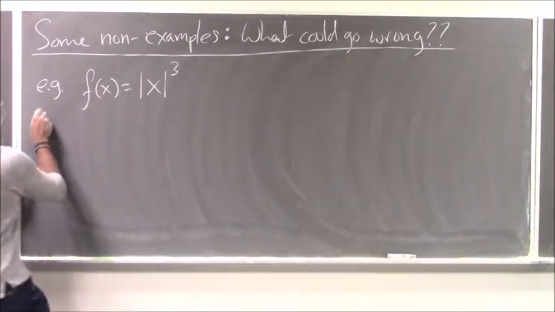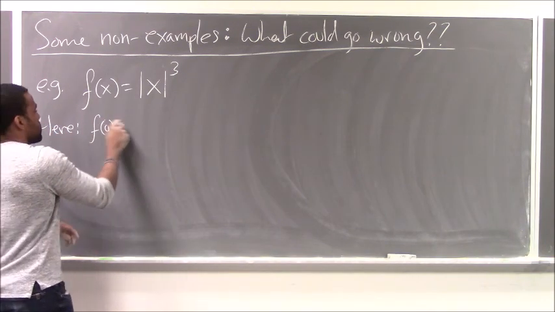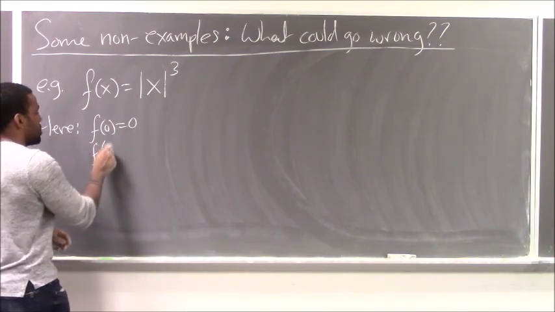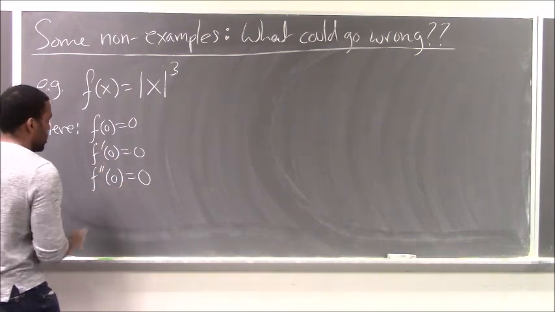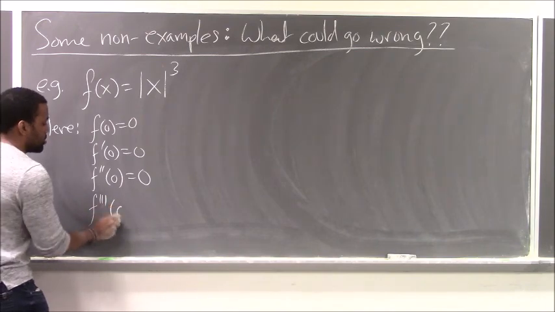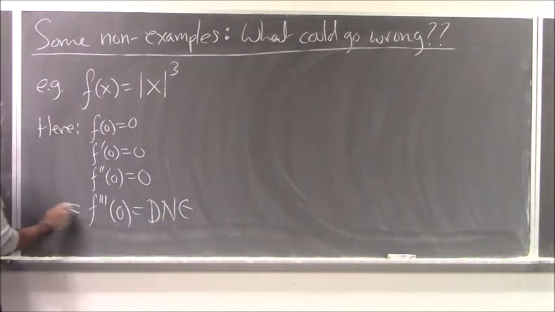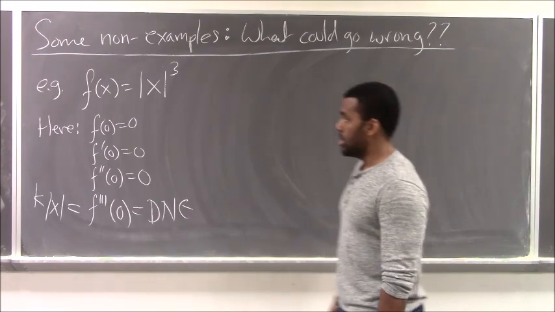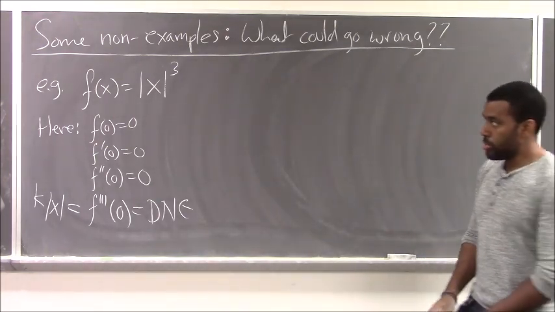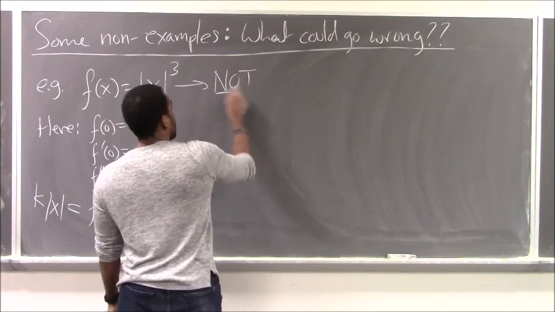So here, if you look at f of 0, you get 0. f prime of 0 is going to be 0. f double prime of 0 is going to be 0. Once you go to f triple prime of 0, it does not exist. That guy is just going to be some constant, like 6 times the absolute value of x, which we know is not differentiable at 0. So this guy is not infinitely differentiable.